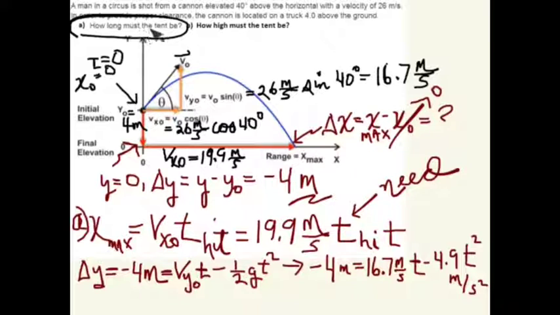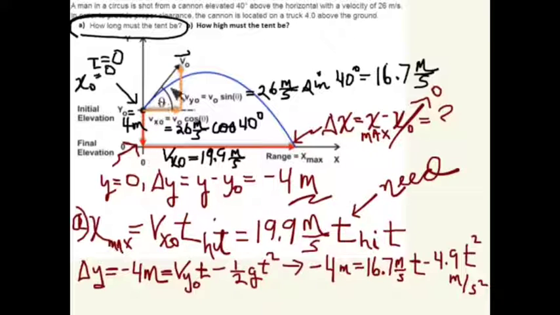Part A, how long must the tent be? Or what is delta x, the displacement along the x-axis? At time equal to 0 comes a projectile. That would be when he exits the muzzle of the cannon, as he's no longer being accelerated by the expanding gases in the cannon, and so the only force is a gravitational force, and he becomes a projectile. x naught is 0, and y naught is 4 meters.